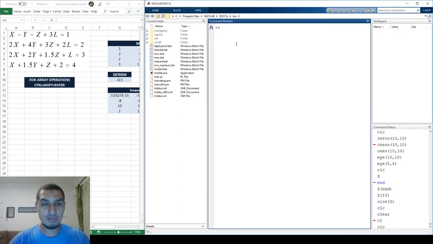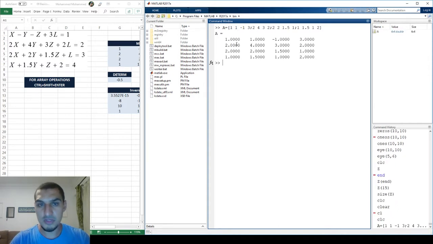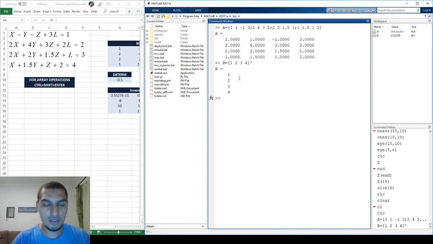I'll do the same thing. We first define matrix A, which is 1, -1, -1, 3, 2, 4, 3, 2, 2, 2, 1.5, 1, and 1, 1.5, 1, 2. So this is matrix A. Matrix B is the constants, which is 1, 2, 3, 4, and I put the transpose here instead of writing say 3 semicolons.